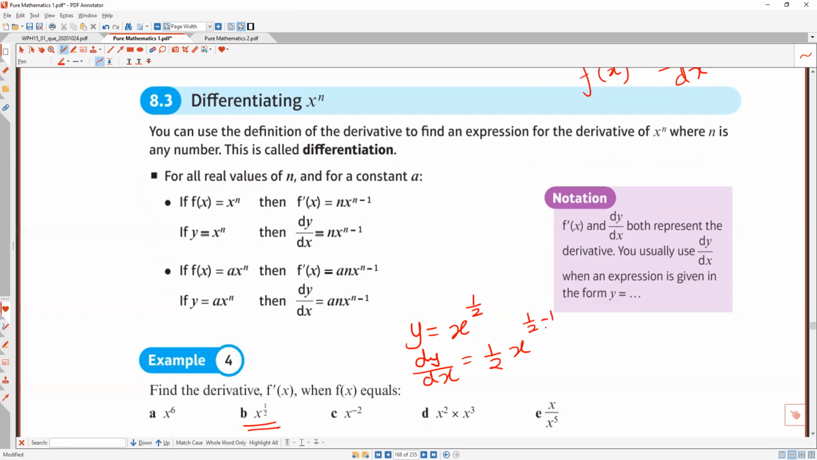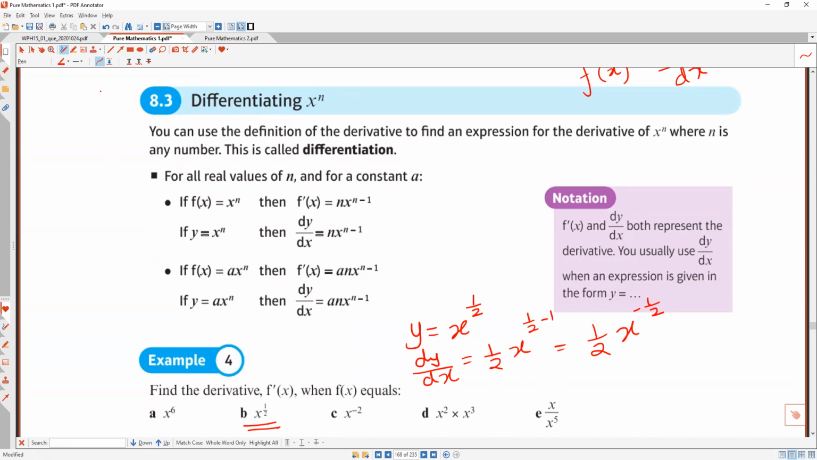You have to write this in terms of very small. Power should be small, this thing size font. So your answer is supposed to be half x raised to, what is half minus 1? Minus half. Mehak, clear? Nafisa, clear? Let me know. Yes. Mehak, is that clear?